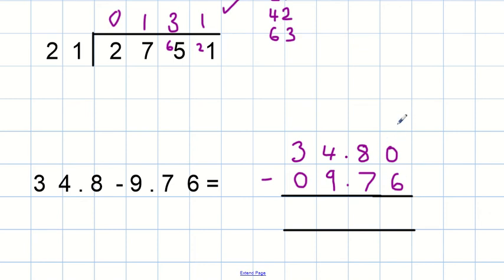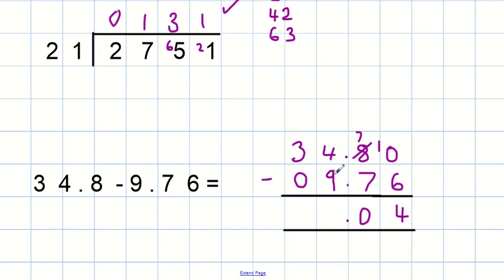Okay, so we're going to start with the hundredths this time, with 0 subtract 6, which I know I need to exchange to be able to do. 10 subtract 6 is 4, and 7 subtract 7 is 0. Don't forget the decimal point.